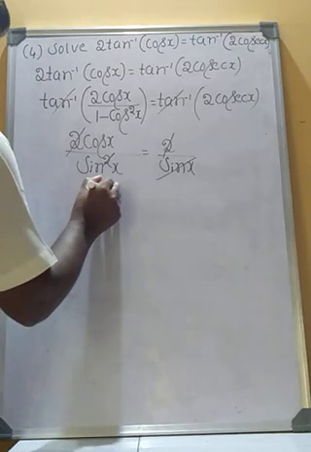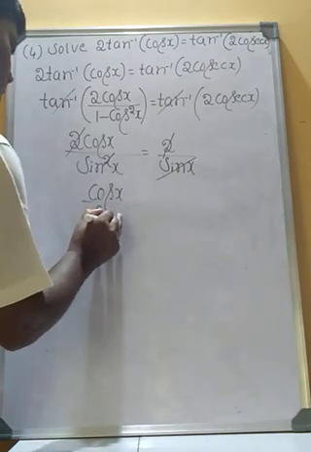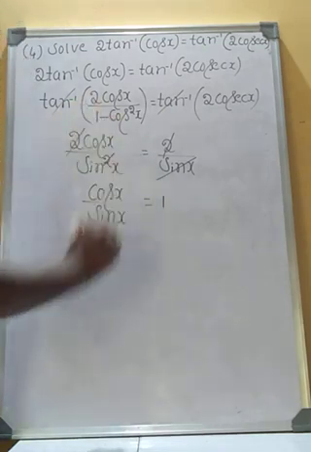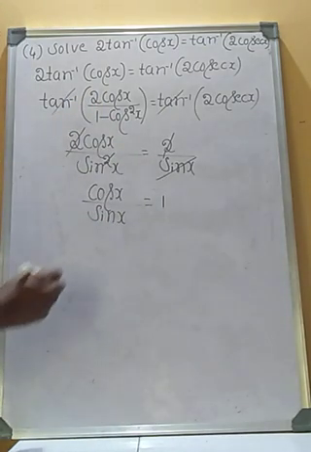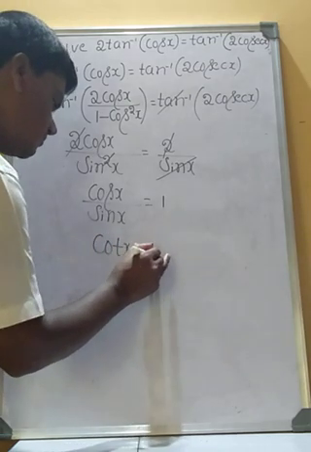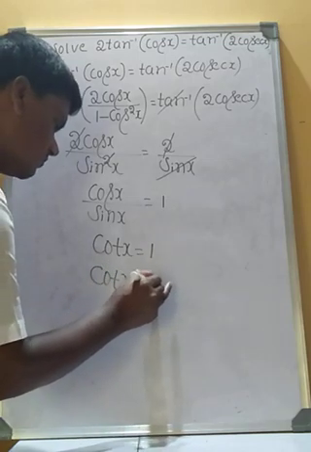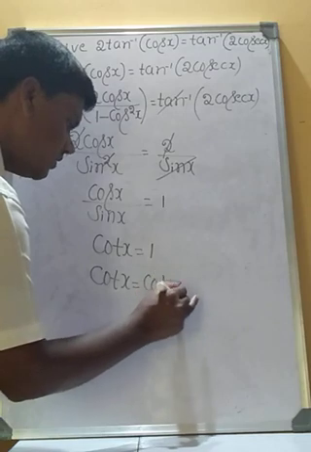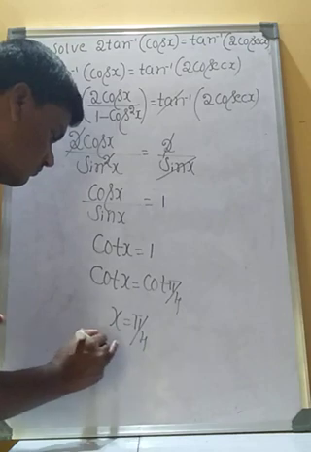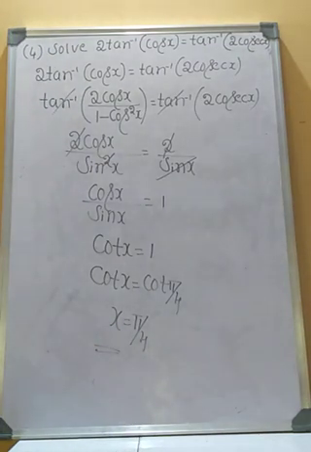2 cancels, sin x cancels. Therefore, cos x divided by sin x is equal to what? 1. You know cos by sin is cot x. Cot x is equal to 1. Therefore, cot x is equal to cot of pi by 4. Therefore, x is equal to what? Pi by 4. The value of x is pi by 4.